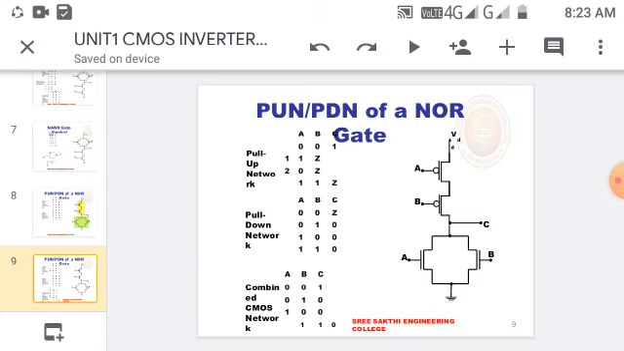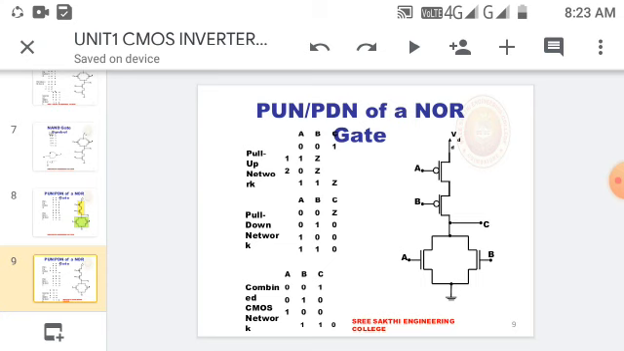Similarly for the PDN network, the same condition: for 0 0 you are not having any path to ground, and the PUN is connected, so the output is not floating. When a network is in open circuit and there won't be any path, it is represented as Z. So combining this PUN and PDN together forms a NOR gate. A and B are inputs and C is the output.